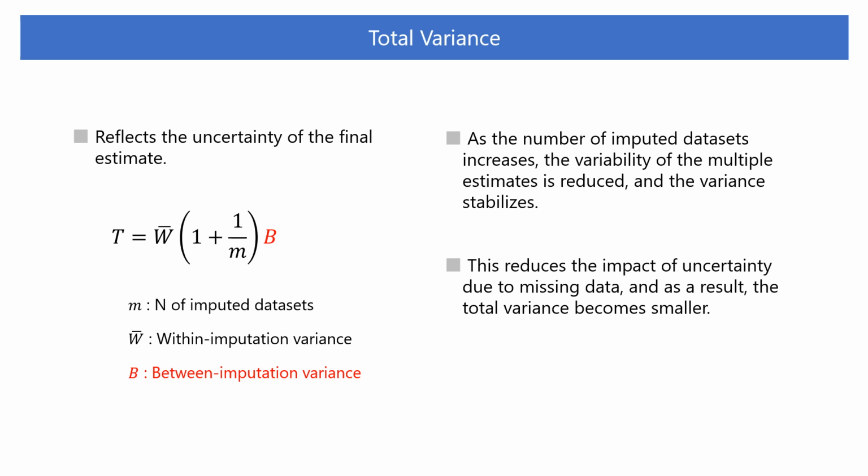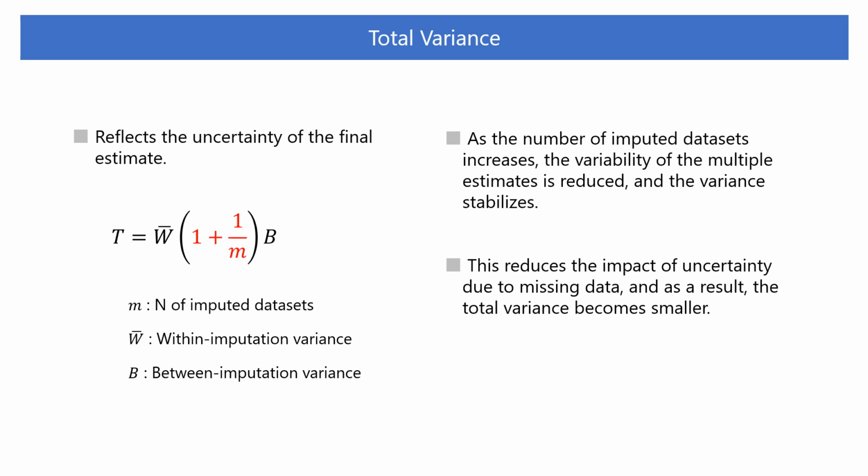The between-imputation variance, B, reflects the uncertainty in the estimates between the imputed datasets. And since it is an estimated variance, it requires correction rather than direct averaging. As the number of imputed datasets increases, the reliability of individual estimates improves. Therefore, when the number of imputed datasets is large, the impact of the variance decreases.